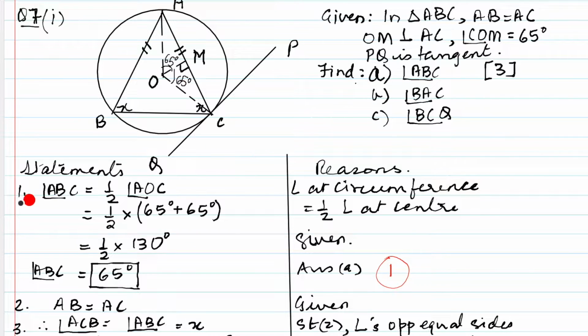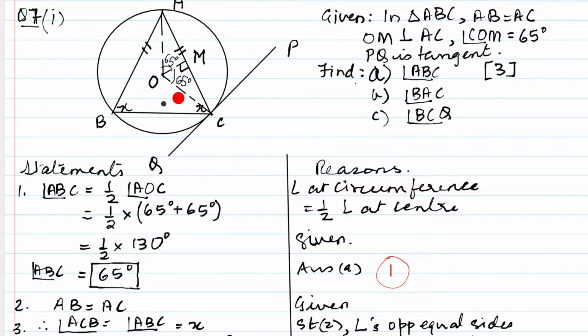To begin with, for ABC, can you see that it is half of AOC? This is angle at the circumference. It will be half angle at the center. So we write the reason. And this is given as 65 and 65. So this whole thing is 130. So half of 130, angle ABC becomes 65. Now we have finished with the first one.